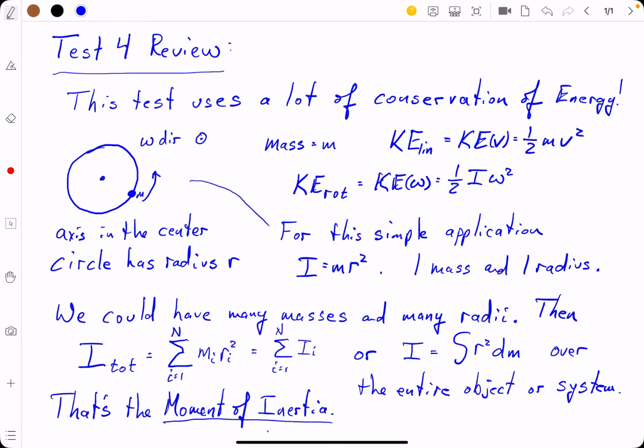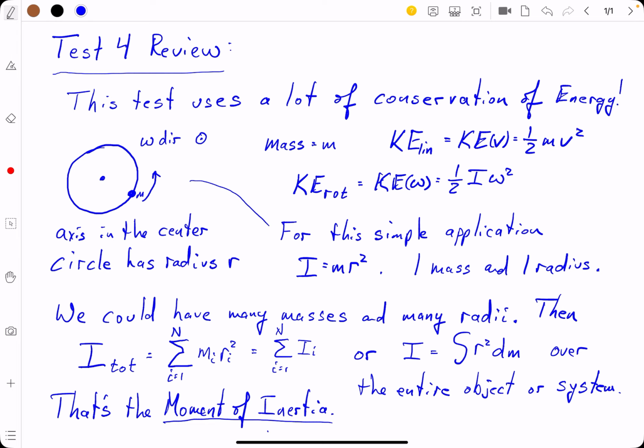Okay, let's do test 4 review. This test uses a lot of conservation of energy. So you're going to want to know potential energies, kinetic energies, linear and rotational kinetic energies, using total energies. Not a lot of friction. I don't know how much friction is in there, but I don't think very much. So at least that's nice.